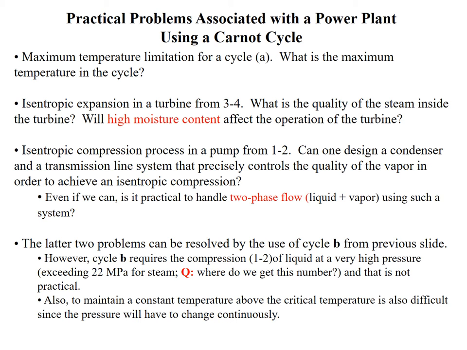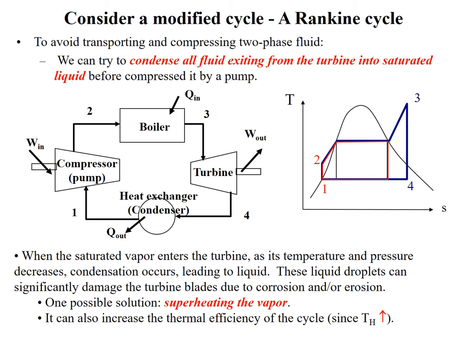So where do we get this number? That is a practical limitation. Also, you have to maintain a constant pressure above the critical in the boiler. So this is a modified Carnot cycle, and the modified Carnot cycle is called the Rankine cycle. And one more thing, the limitation of the Carnot cycle is that you can observe point 1 here, and in the previous cycle point 1 is well within the saturation curve.